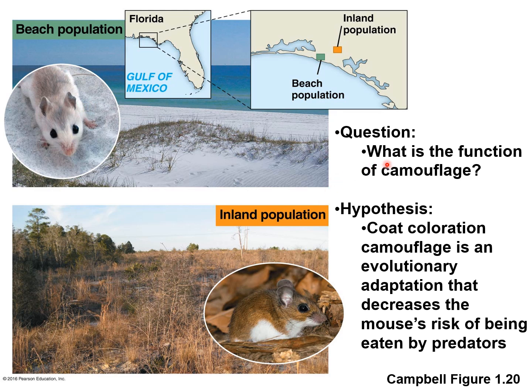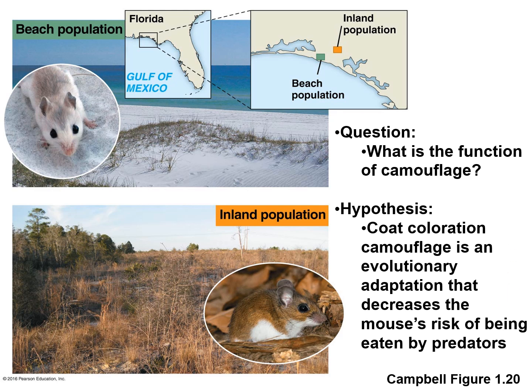So we ask a question and say, well, what's the function of camouflage? Okay, because the white ones blend in really nicely with the white sand, and the brown ones blend in pretty nicely with the inland where you've got kind of this brown vegetation. Okay, so we come up with our hypothesis, our tentative answer or explanation for our question here. And our hypothesis is that coat coloration camouflage is an evolutionary adaptation that decreases the mouse's risk of being eaten by predators.